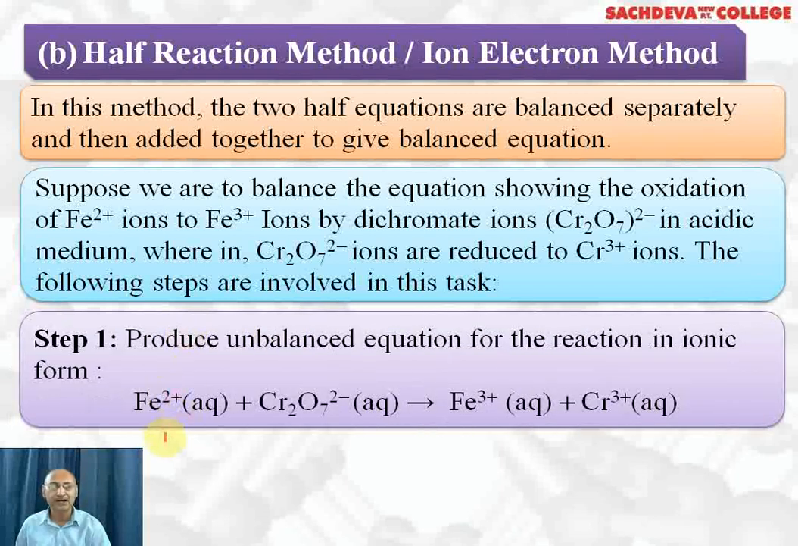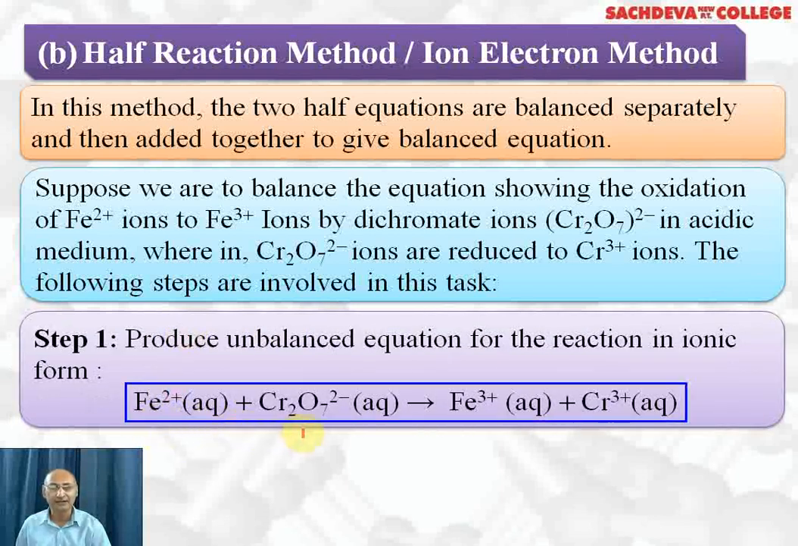First, we write the unbalanced equation: ferrous ion aqueous plus Cr2O7 2 minus, which is orange in color, gives ferric ion, which will change the color from pale green to reddish brown, plus chromium plus 3, which is green in color. So this is the unbalanced equation.